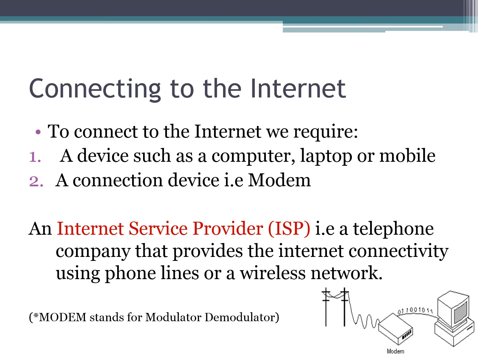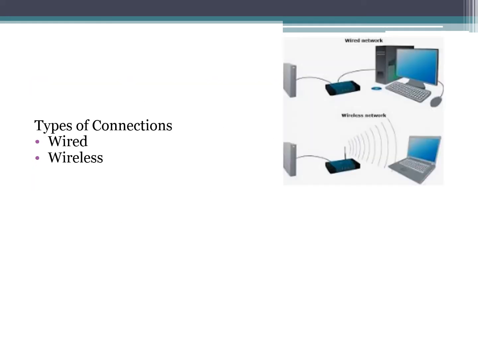How do we connect our computer to the internet? You just require two things. First is a computer, a laptop, or a mobile phone, and a connection device. Now, this connection device could be a modem. Then there is an ISP, Internet Service Provider, a telephone company that is going to provide you the internet connectivity. Now, this could be using either phone lines or it could be wireless.